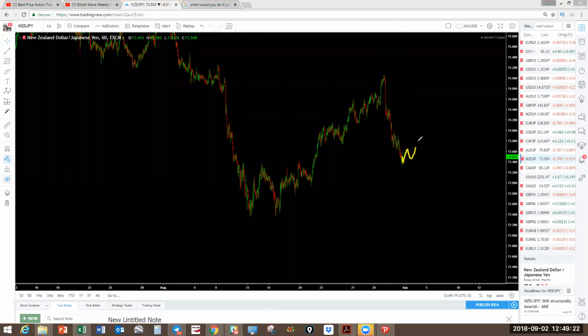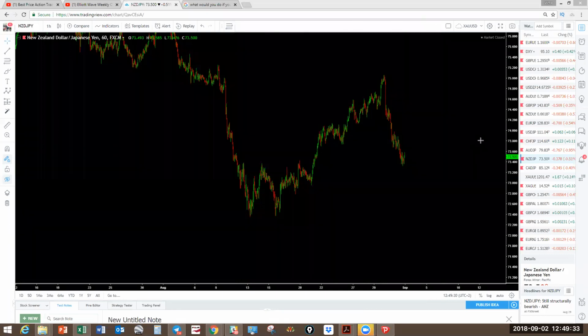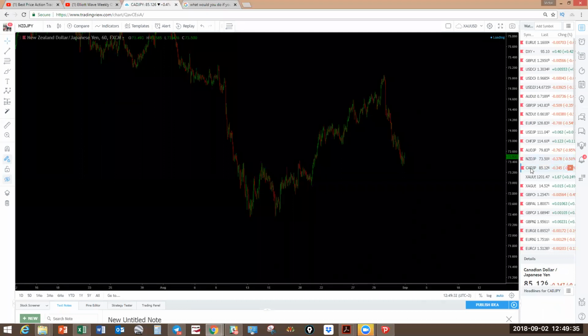We may just get a three-wave bounce there, and the three-wave bounce could just be for continuation to the downside, looking to come back to that level. Not going to come in a straight line. Look for corrective structures to take it all the way down. That's New Zealand CADJPY.